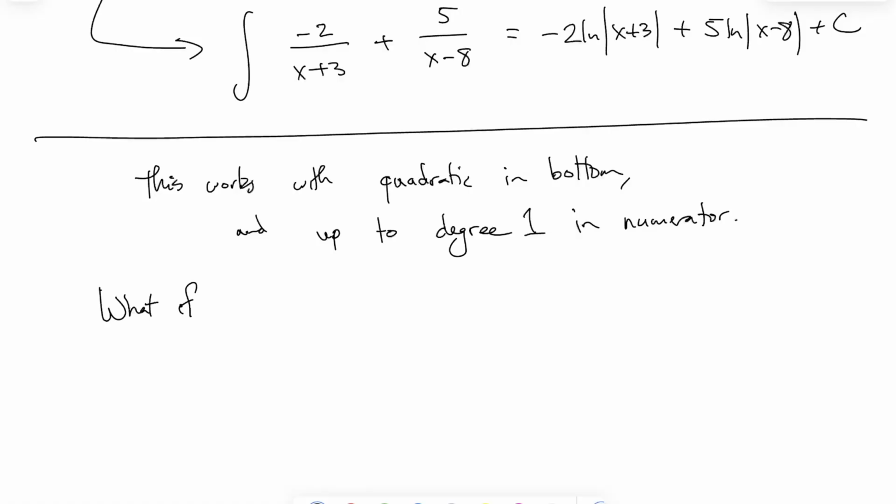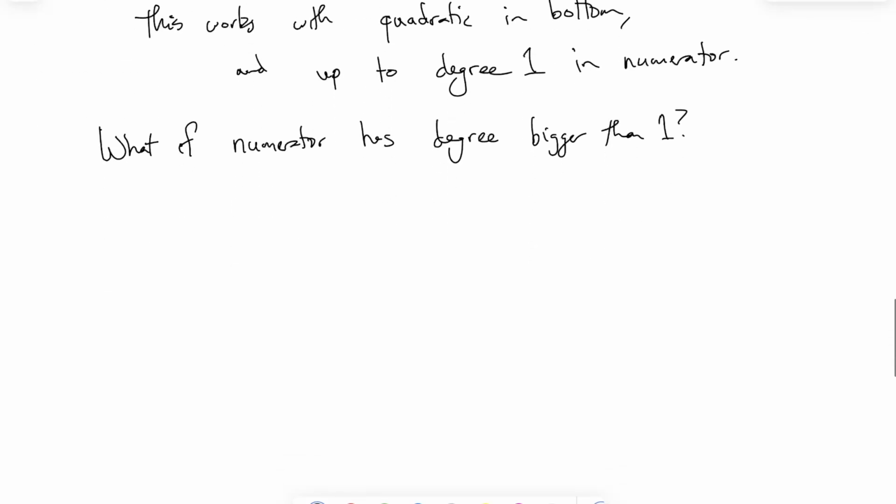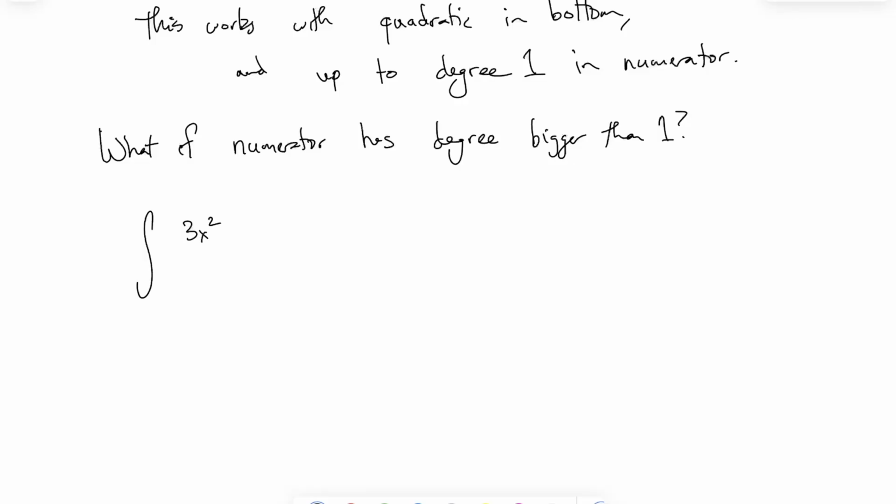What if the numerator has degree bigger than 1? There is another trick which we'll have to do in that case, and this one I think is worth discussing. So here is an example. Sorry, I mixed my papers up here. Here is an example. 3x squared plus 18 and x squared minus 5x plus 6.